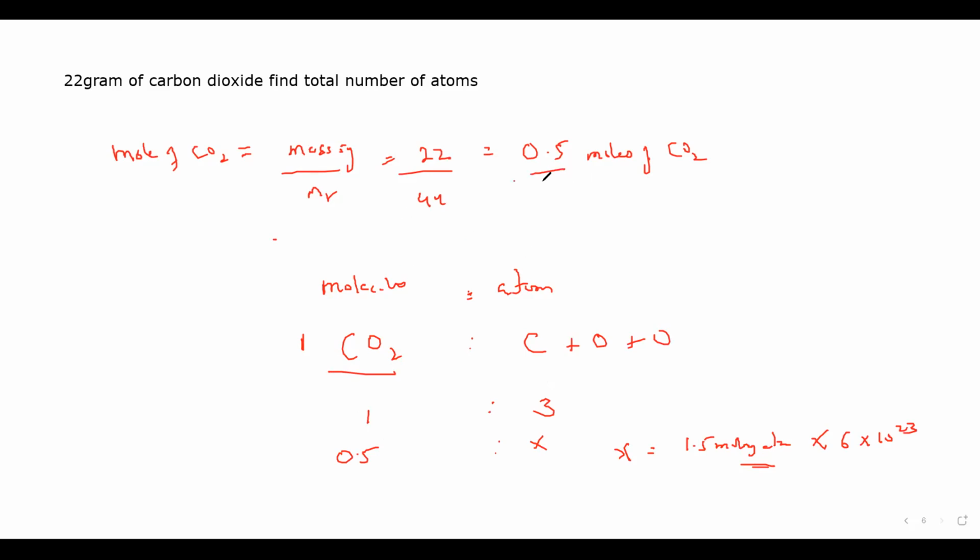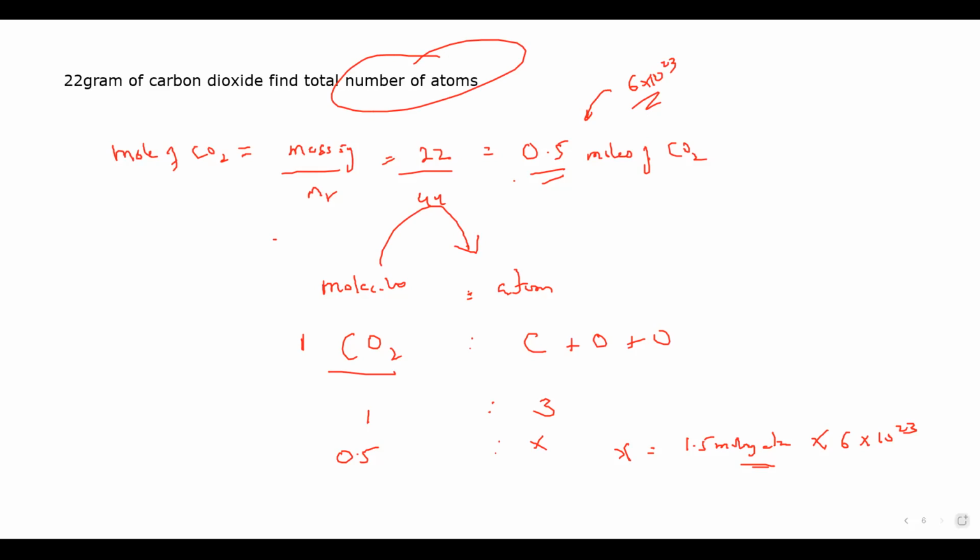If they ask for molecules directly, because carbon dioxide is a molecule, we'll multiply by 6.02 × 10^23. But because we are asked about the number of atoms, we have to convert moles of molecules to moles of atoms, and then multiply by Avogadro's number. Is this example clear? So it depends on the question.